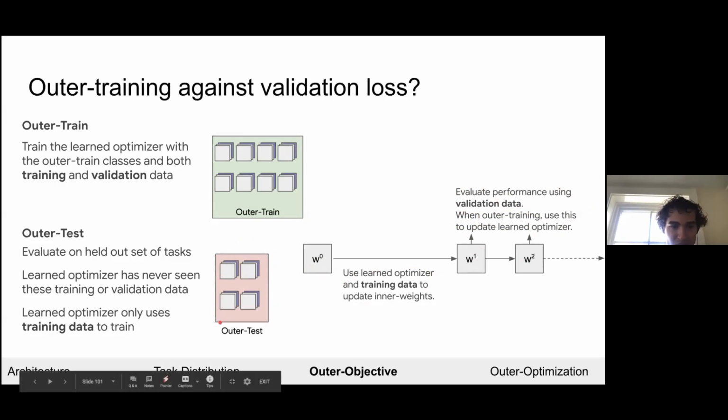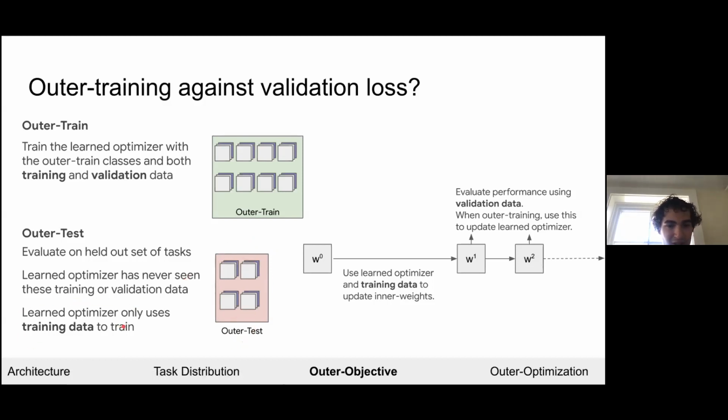Neither the training images nor the validation images have been seen before. And then we only use the training data piece of this, because that's all our learned optimizer needs to have access to. And then when we evaluate, like we do in standard supervised learning, we can use the validation data. But we're never actually taking updates based on the validation data. We're only taking updates based on the training data.